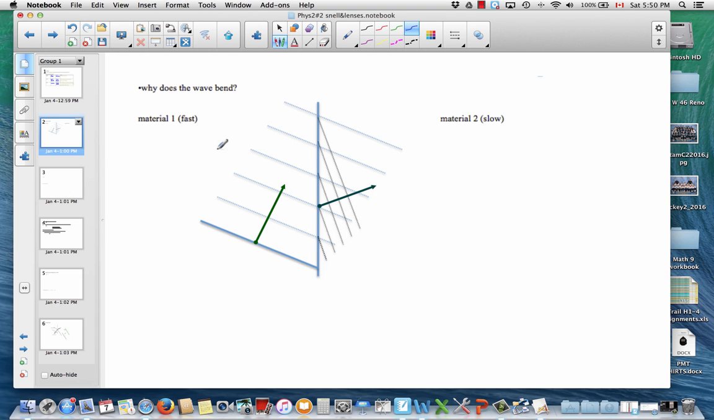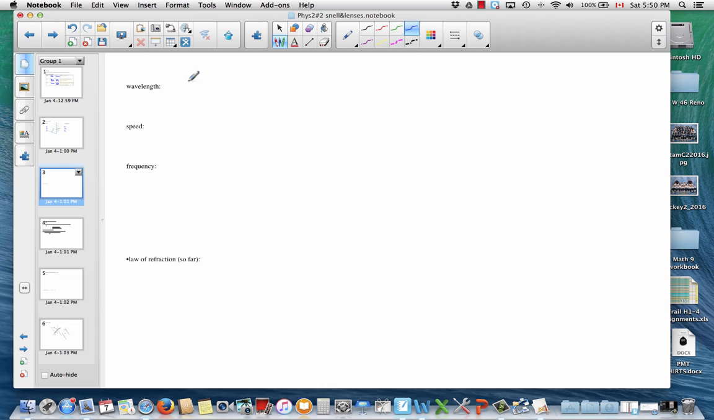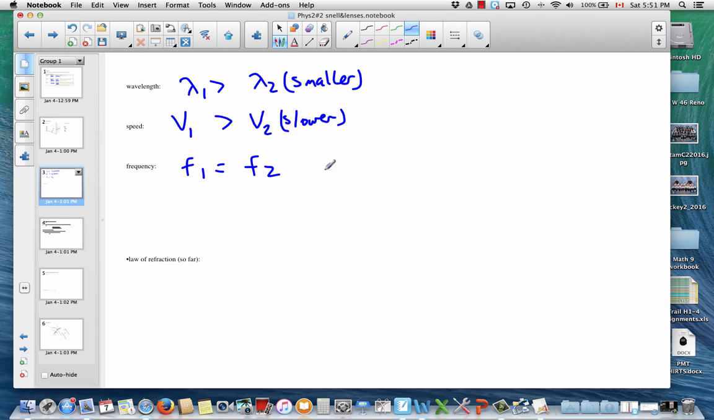So if we call this material 1, and I'll use speed 1, wavelength 1, and frequency 1, and then over here we've got speed 2, wavelength 2, and frequency 2, we can say that V1 was faster and V2 was slower. Wavelength 2 got smaller. But we weren't losing any waves.